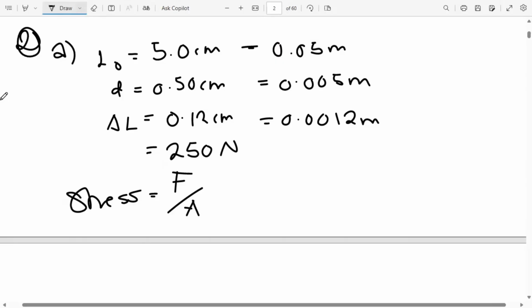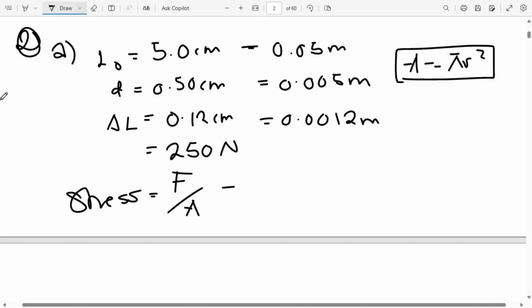We can calculate its area first before we plug it into this formula. And you know, for a circular cross section, area is equal to what? Area is equal to pi r squared. So this is the formula that I'm going to use.